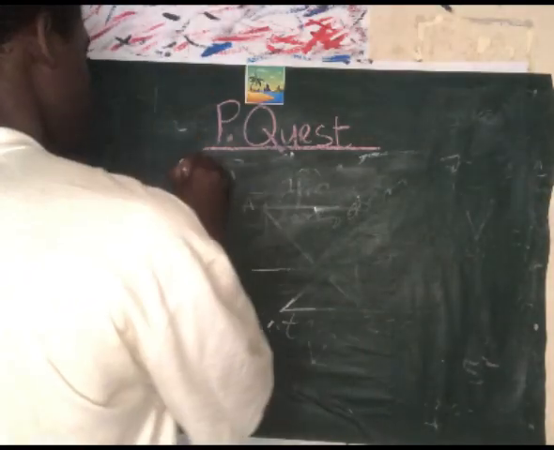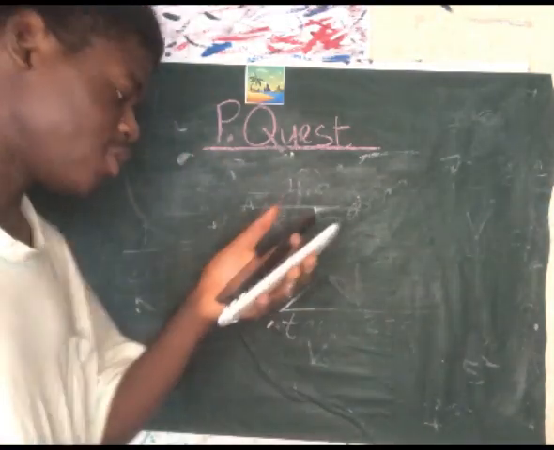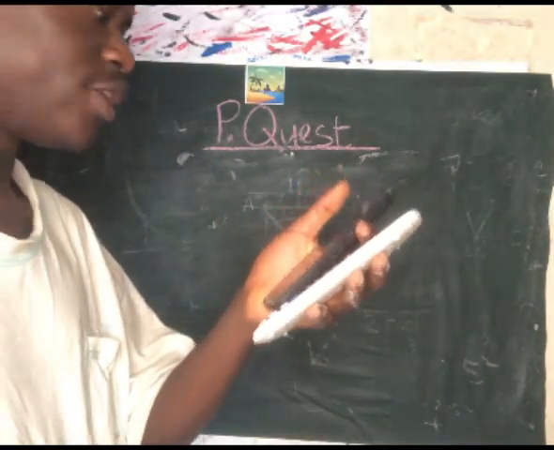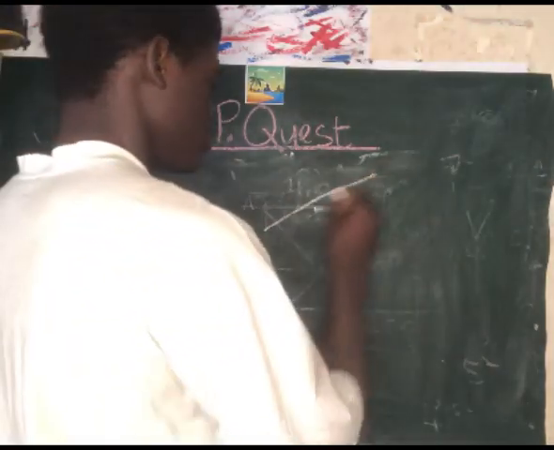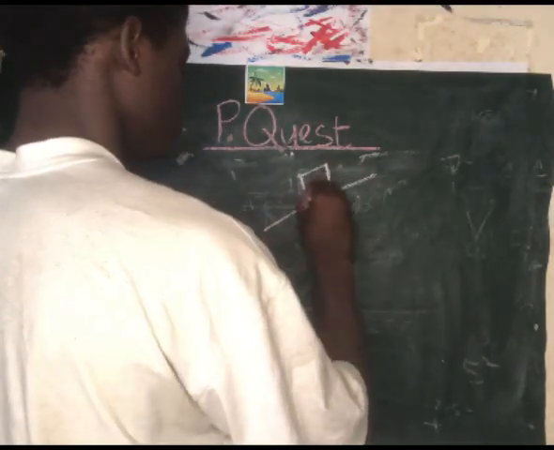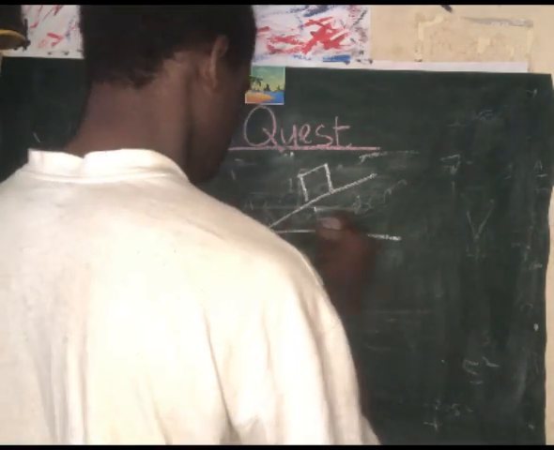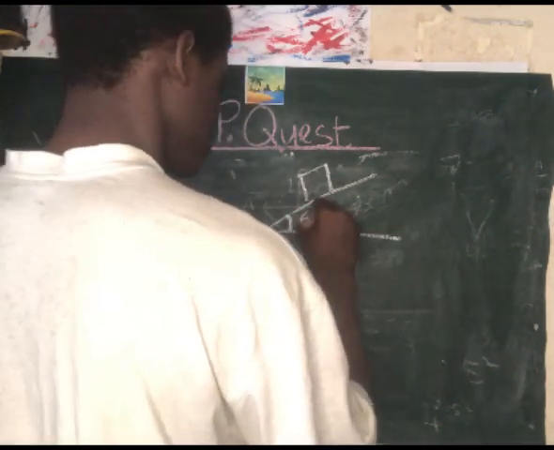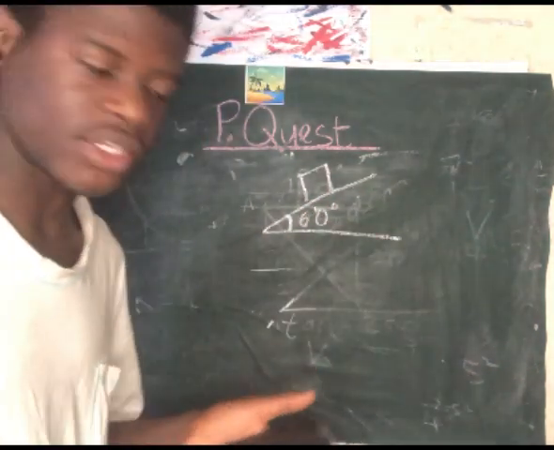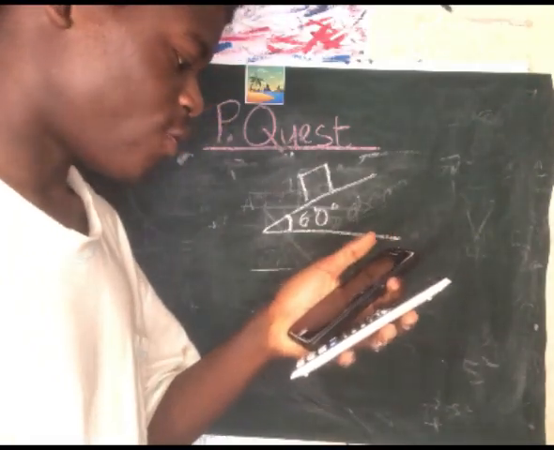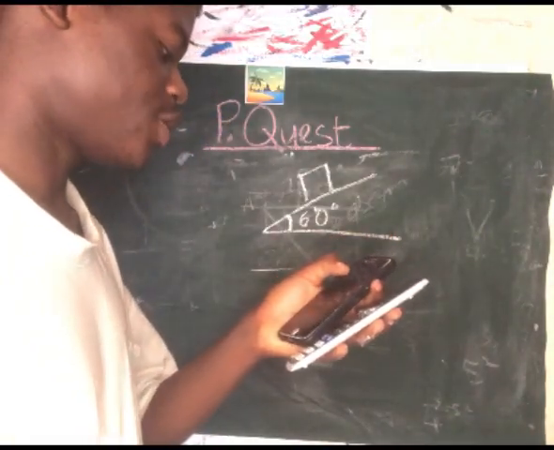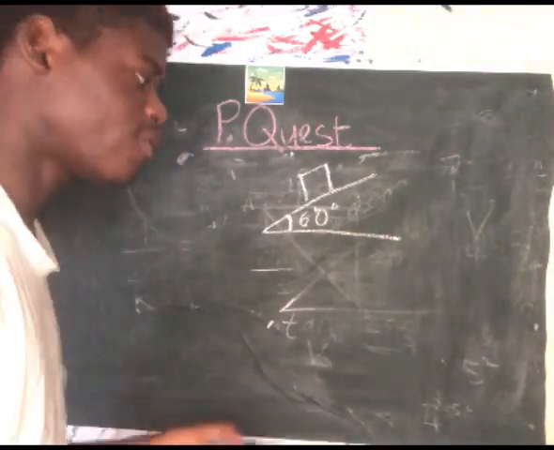So question 9. It said a body slides down a smooth plane. This is a smooth plane. A body slides down a smooth plane inclined at 60 degrees. The smooth plane is inclined at 60 degrees, right? Find the distance covered after 5 seconds from rest. Distance covered at 5 seconds from rest.